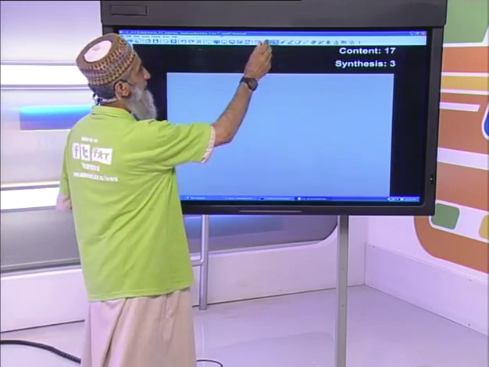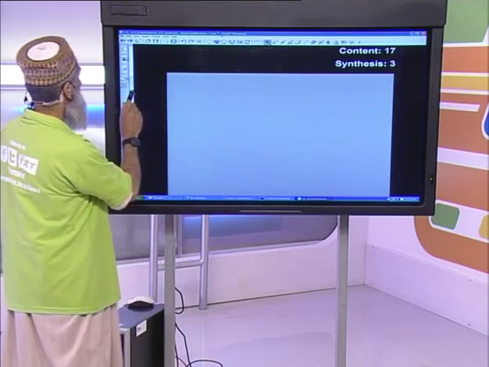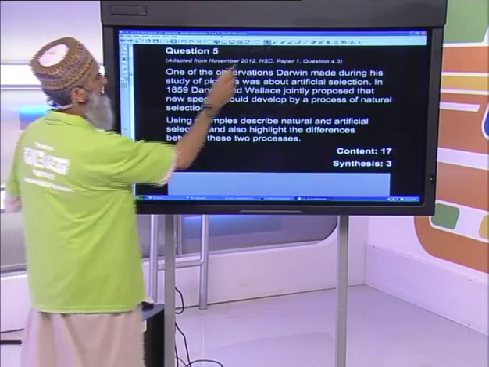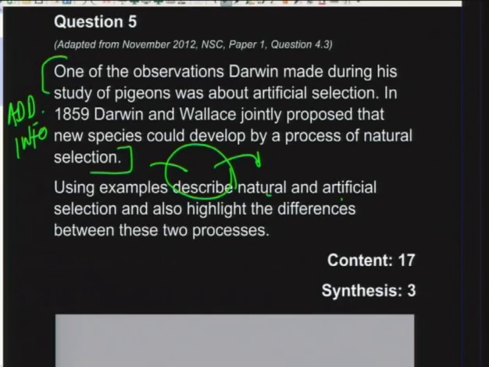What I want to do, more importantly, is to show you how you go about writing your essay. First of all, before you write your essay, you need to read. There's a whole passage here. One of the observations Darwin made and so on is additional info. Now what happens? They say using examples, describe. That same thing I'm talking about all the time. The verb says describe. What must you describe? Whatever comes after the verb: natural and artificial selection. You need to describe them and you must give examples.